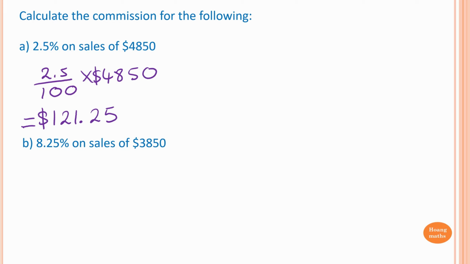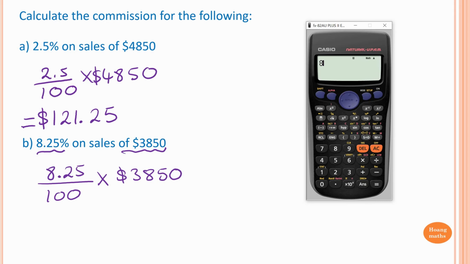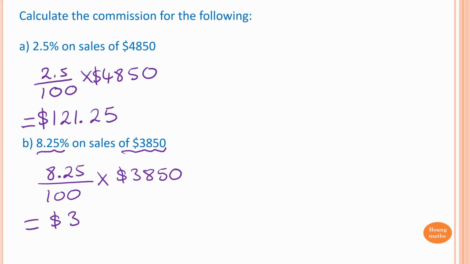Part B. Please stop the video and try this one yourself. So the commission is 8.25% of $3,850. 8.25% means per 100, and you times by 3,850. 8.25 divided by 100 times 3,850 is $317.63, because the number after the 2 is 5, so we add 1 to 2, so it becomes 63. $317.63.